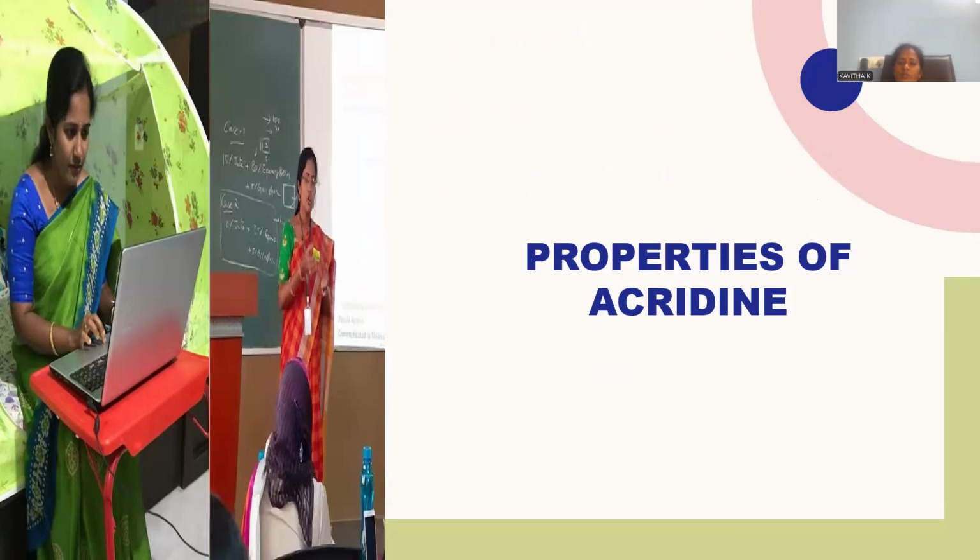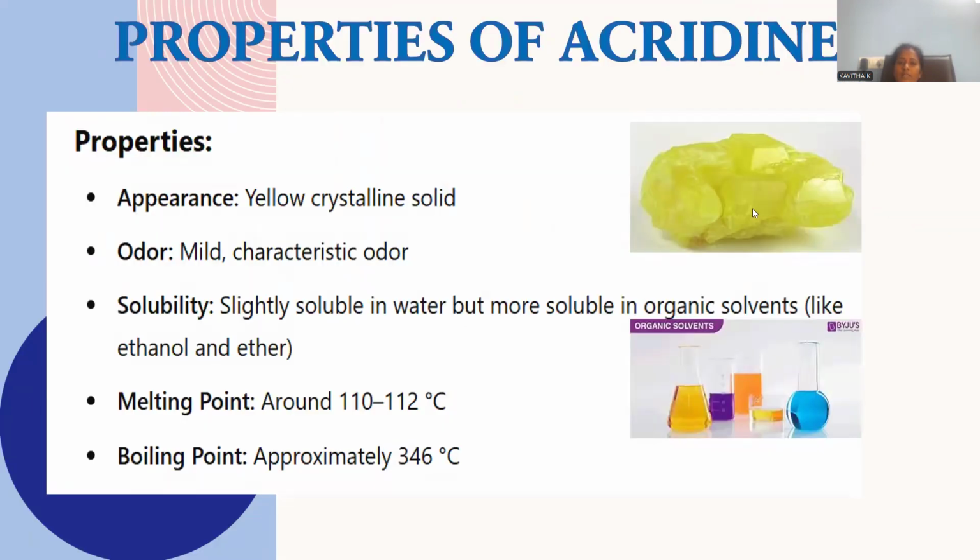Let me observe the properties of the acridine molecule. It appears like a yellow crystalline solid, right? Acridine looks like a yellow crystalline solid, as mentioned over here. A mild and characteristic odor will be there, it being a nitrogen-containing compound. Slightly soluble in water, it being a polycyclic system, more carbons giving more non-polarity to the molecule, and least solubility in water and most solubility in organic solvents like ether, benzene, chloroform, carbon tetrachloride, toluene. These are the suitable solvents to dissolve the compound.